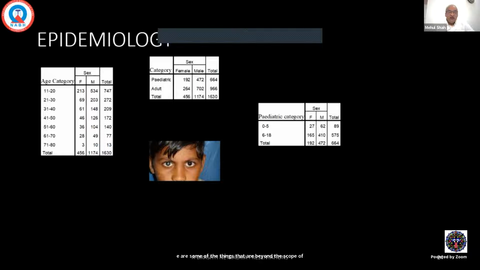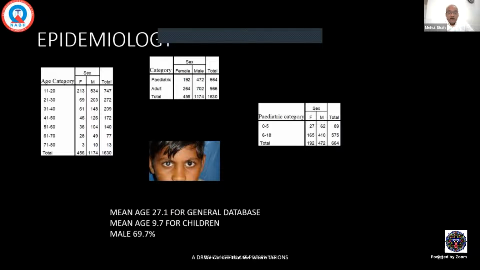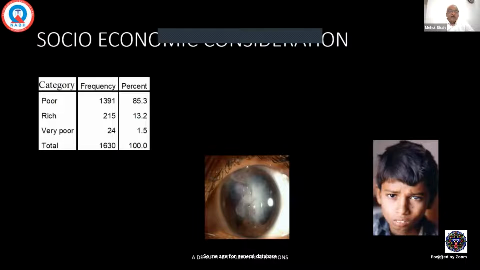So epidemiology: we have data of 1630 traumatic cataracts, supposed to be the highest series. And these are the statistics. Out of that, we can see that 664 were pediatric. The mean age for the general database was 27 years, and the mean age for children was 9.7.